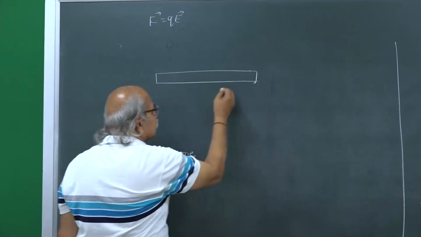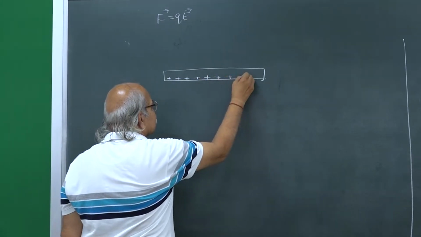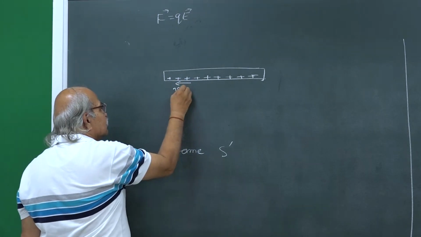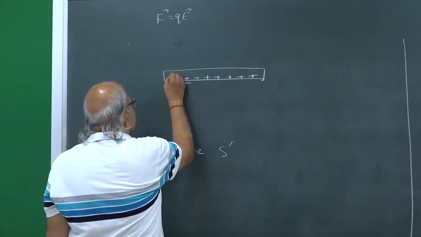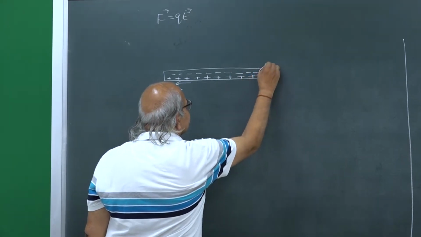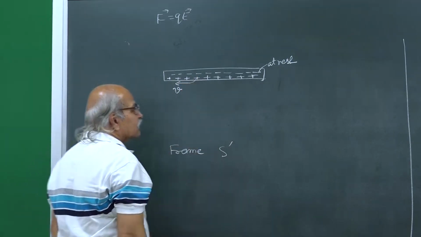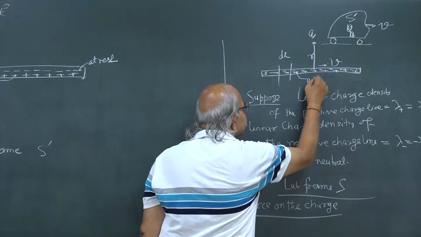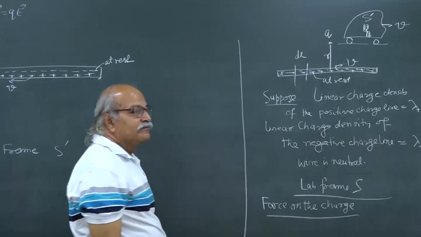You have a wire, you have positive charges, and these positive charges are moving with a velocity v in the opposite direction towards left, and then you have negative charges. And those negative charges are at rest. Here, what was the situation? This positive charge was at rest, and this negative charge was moving with velocity v.